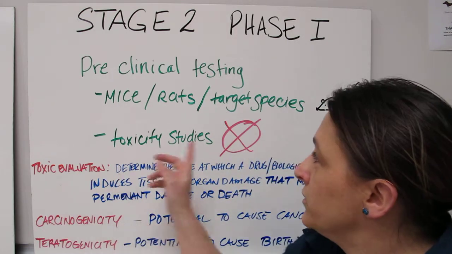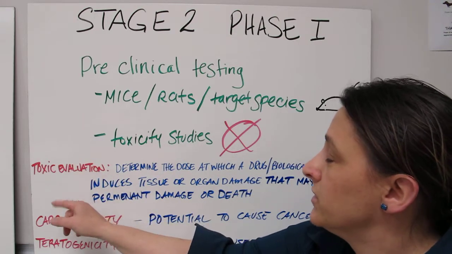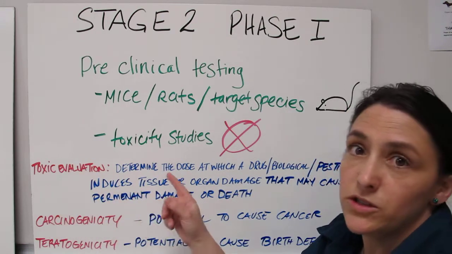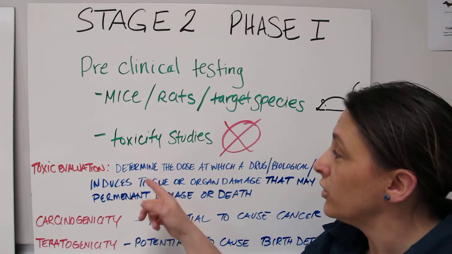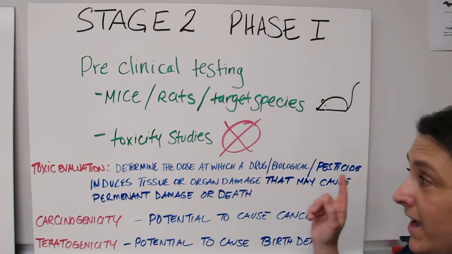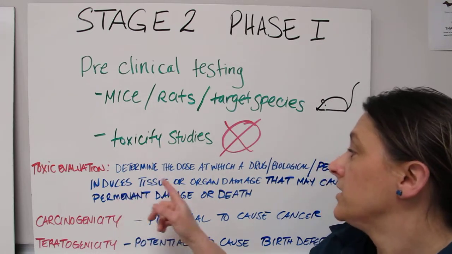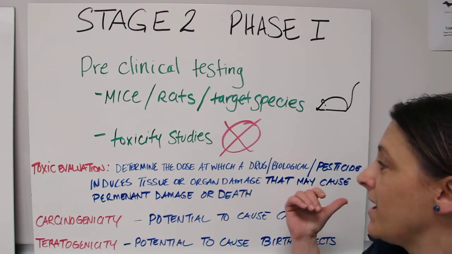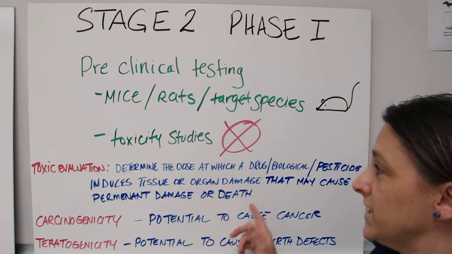So when they're doing this, they do toxic evaluation. A toxic evaluation is where they determine the dose at which a drug, biological, or pesticide will induce tissue or organ damage that may cause permanent damage or death.